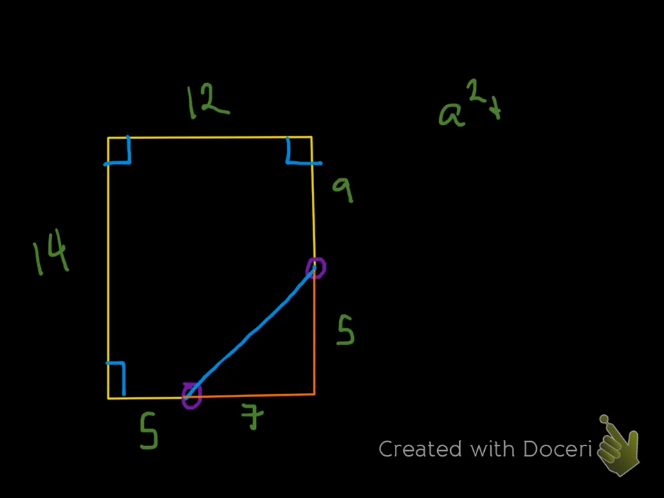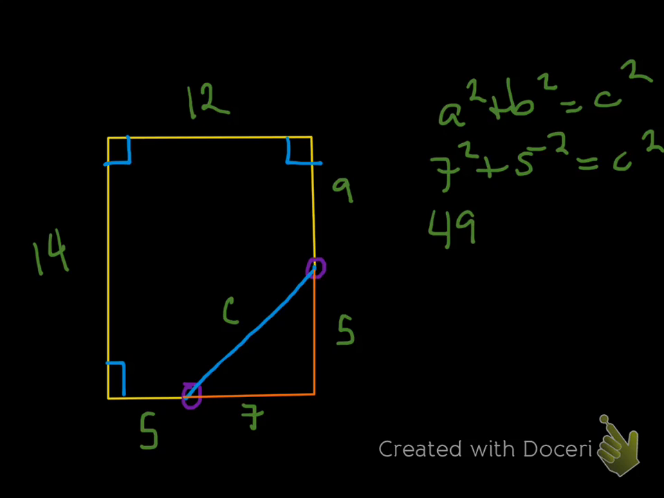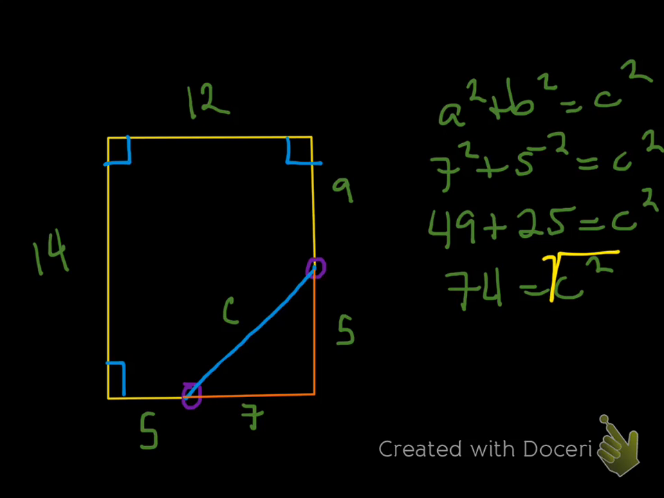So A squared plus B squared. Okay, so we're finding the hypotenuse. So 7 squared plus 5 squared. So 49 plus 25. So that would be 74 equals C squared. Okay, remember to do the opposite of a square. You're going to take the square root. So that means that C is equal to the square root of 74.